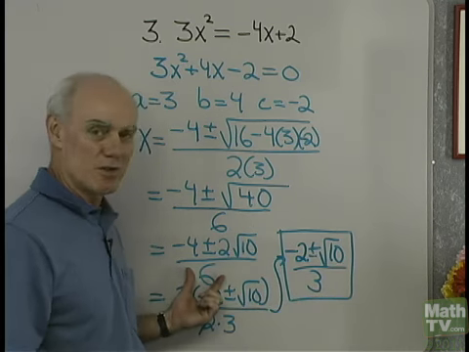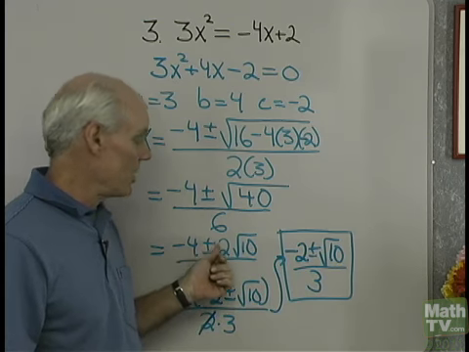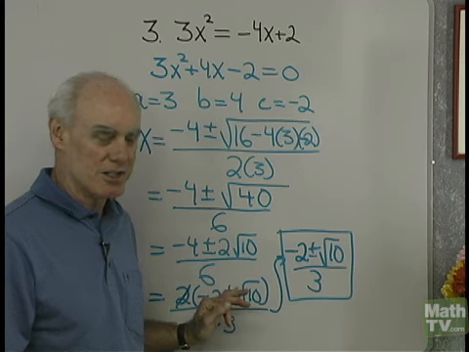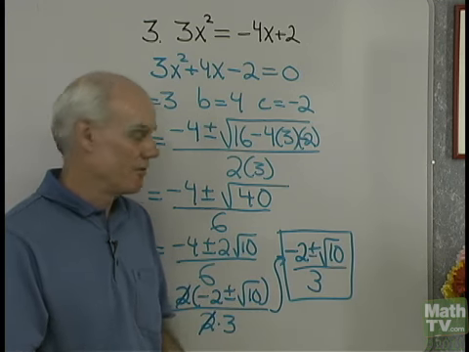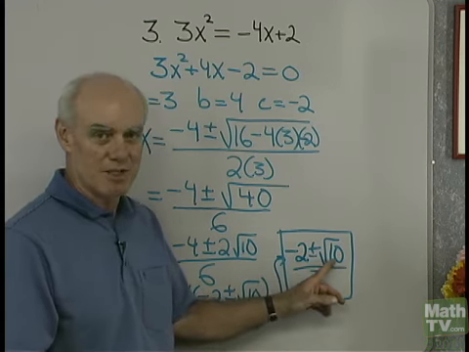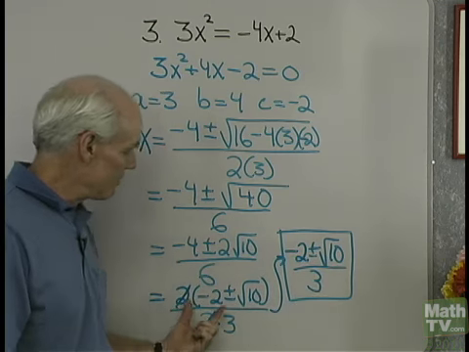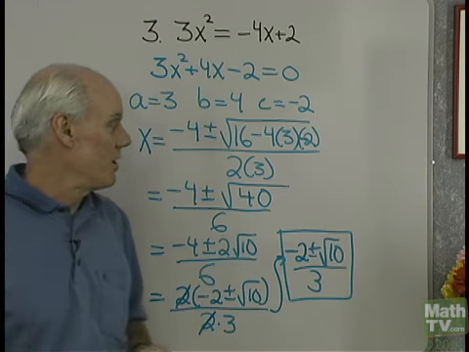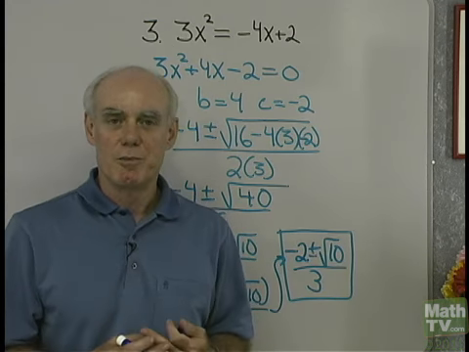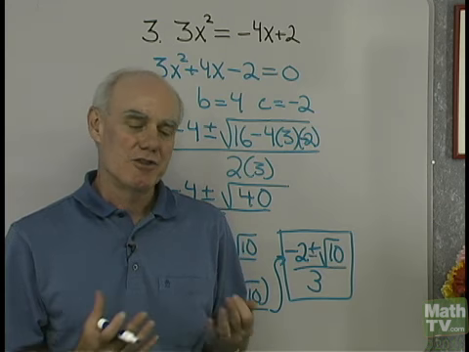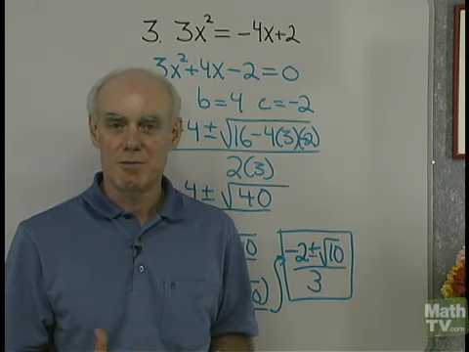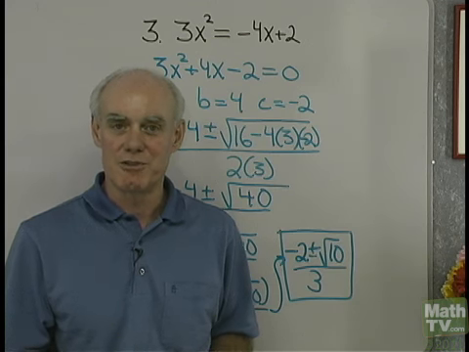These are the two solutions to this equation, negative 4 plus 2 square root 10 over 6 and negative 4 minus 2 square root 10 over 6. But it can be reduced to a simpler form as negative 2 plus or minus square root 10 over 3 by factoring out the 2 that's common to the numerator and denominator. Okay, so some quadratic equations you'll find will be solvable by factoring, and then there's others that aren't solvable by factoring. In those cases, we have to have something like the quadratic formula to be able to solve those equations.